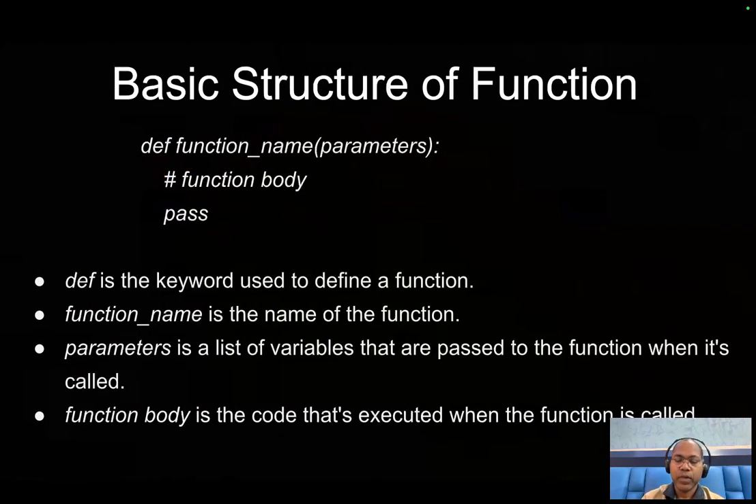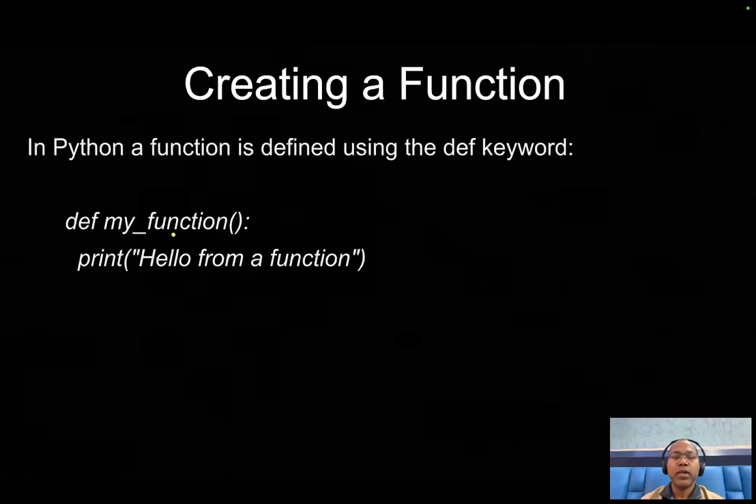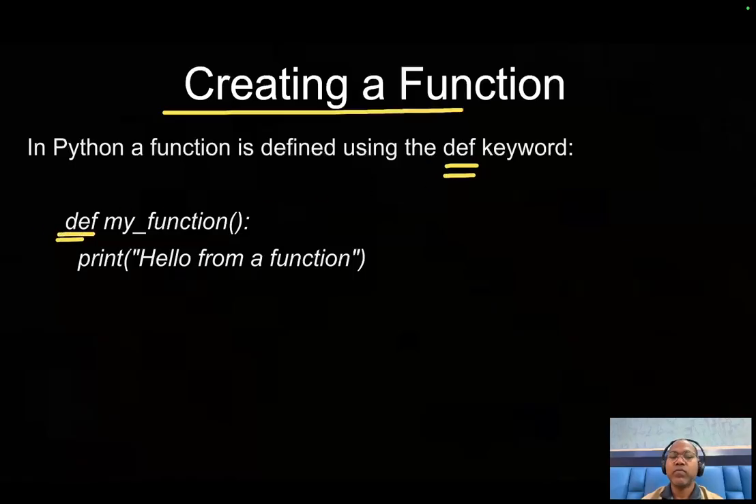Good. So let's understand how to create a function. Just use the def keyword. You define it with the def keyword, give the function name, and parentheses for the input parameters and your message. Is that clear?